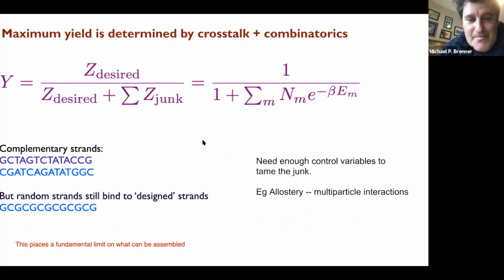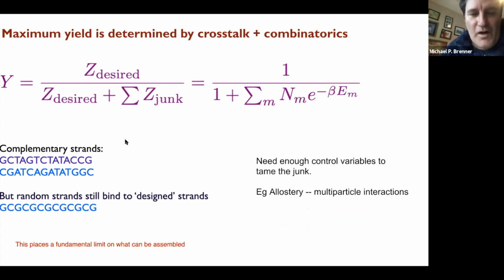Okay, so this is sort of statistical mechanics. The yield is the desired thing over everything, and everything comes from junk. Basically, there's stuff that you don't want, and there's this fact of combinatorics, which is that there's a combinatorial explosion of the denominator that basically is competing against the energy. And the question is to somehow design control variables or something to get rid of this.